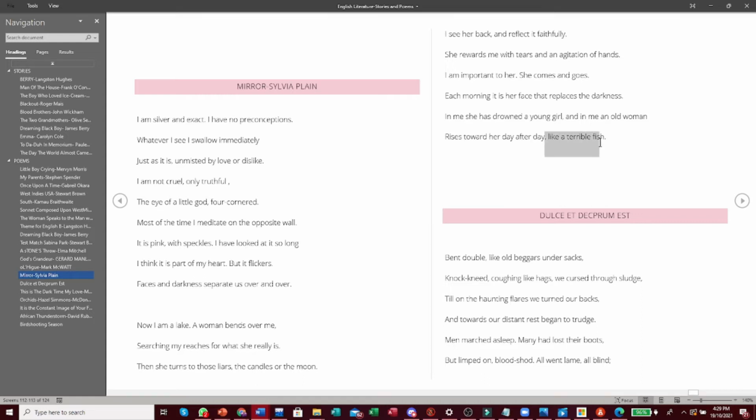Like a terrible fish. Why do you think Sylvia Plath would describe this like a terrible fish? Why do you think she used that simile? Like a terrible fish. What does that indicate? What do you think of? Obviously, you think of a real fish swimming up and coming out of the lake. It's like day after day, like a terrible fish. Now, why would a fish jump out of the water? Give me one or two reasons why.